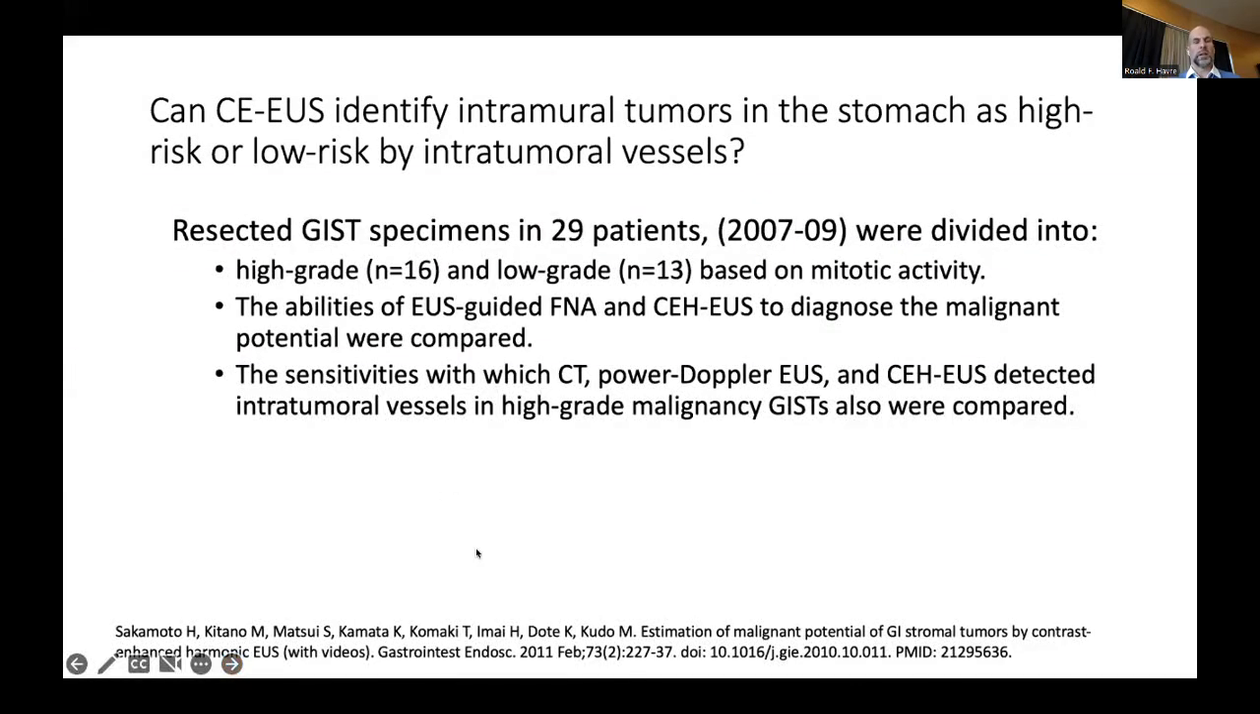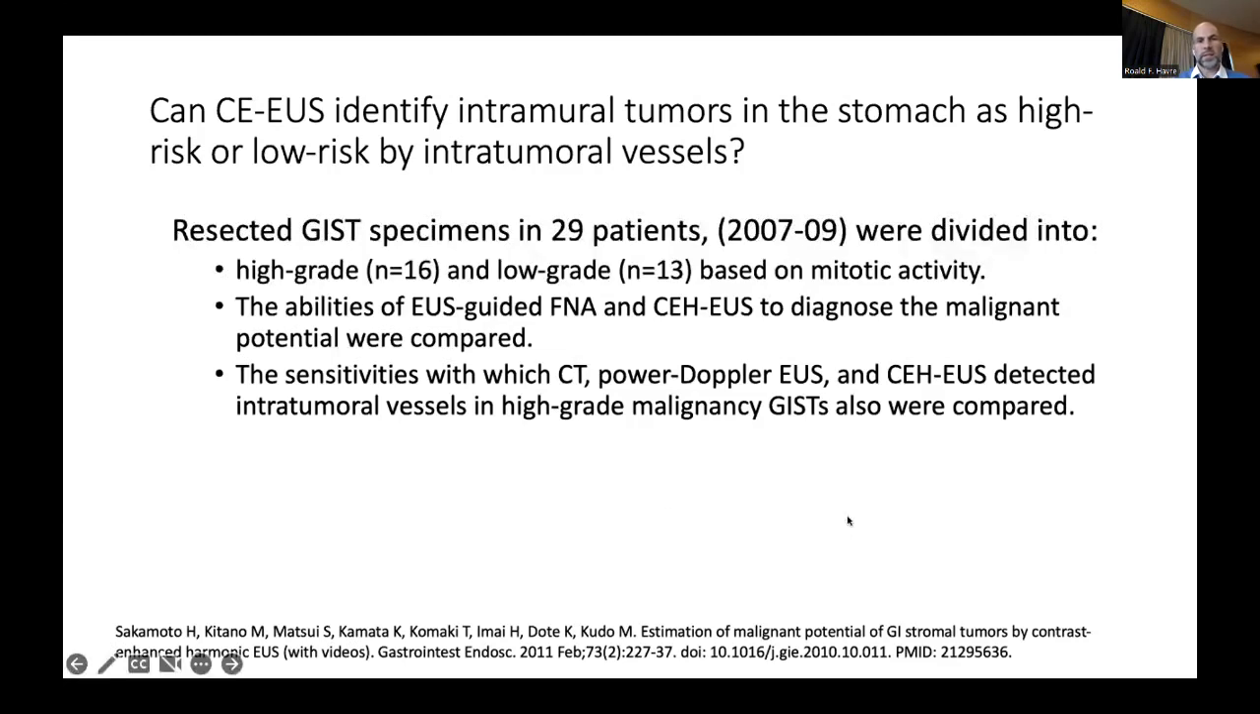So there is also a study looking at intramural tumors in the stomach. This study included 76 patients, but 29 of them went to resection. And that's, of course, a bit of a tip of the iceberg. There are the most suspect lesions. And 16 of them had low grade and 13 were high grade based on the mitotic activity postoperatively. And the abilities of EUS-guided FNA and contrast-enhanced EUS to diagnose the malignant potential were compared.